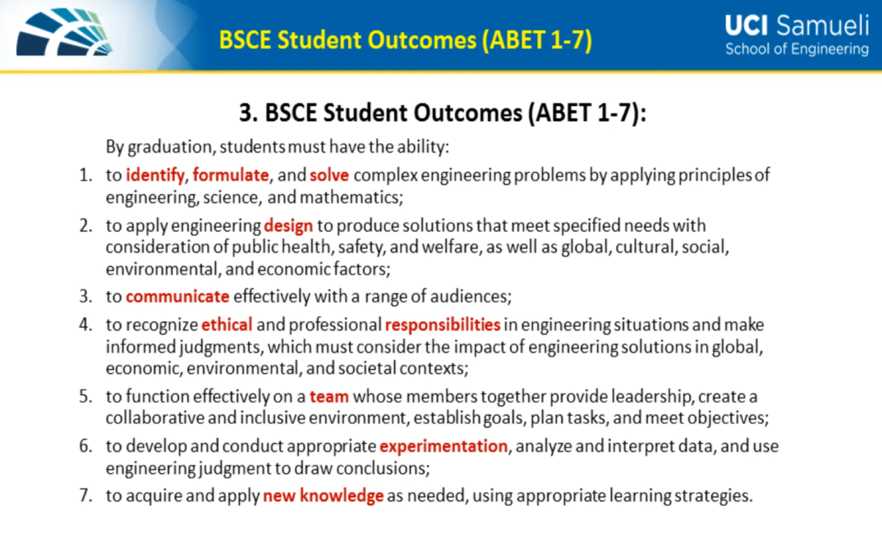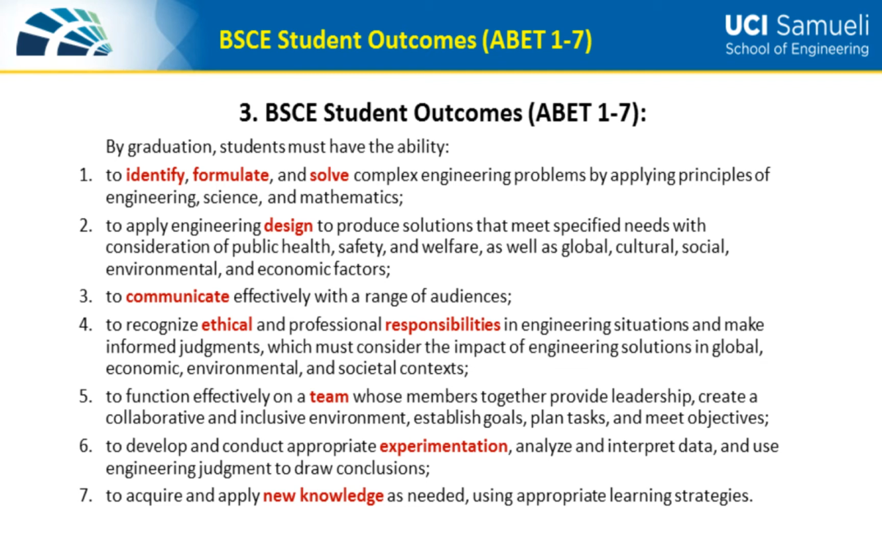Unlike program educational objectives, student learning outcomes, or SLOs, are controlled by your degree program. These are broad descriptions of the abilities that you must have before you can graduate. While keywords are accentuated, the entire language is important and expressed concisely. By graduation, all students must have the ability to 1. Identify, formulate, and solve complex engineering problems by applying principles of engineering, science, and mathematics. 2. To apply engineering design to produce solutions that meet specific needs within consideration of public health, safety, and welfare, as well as global, cultural, social, environmental, and economic factors.